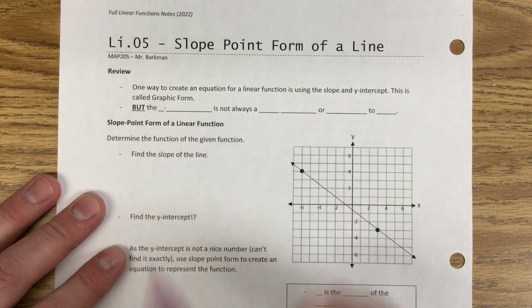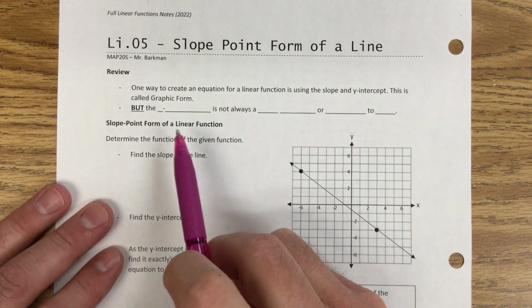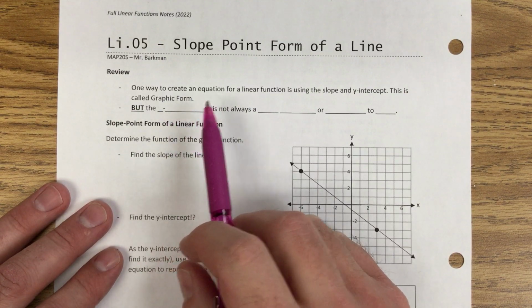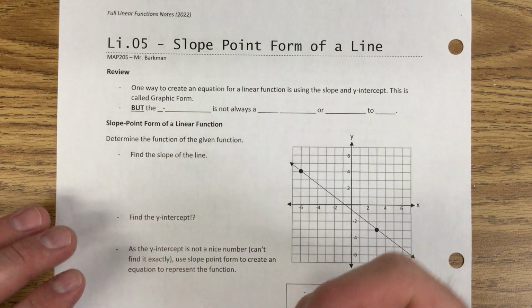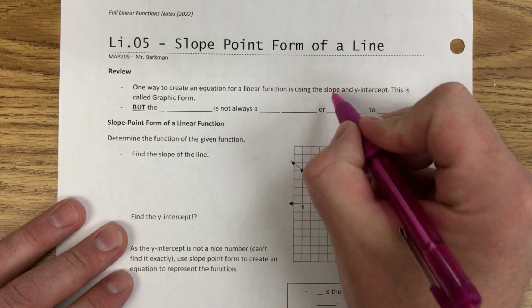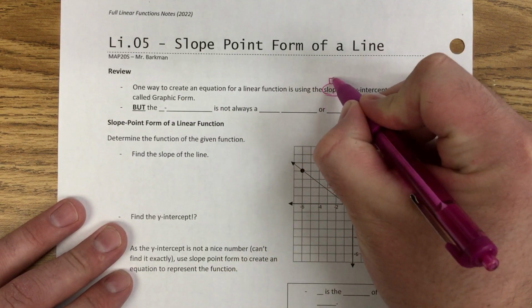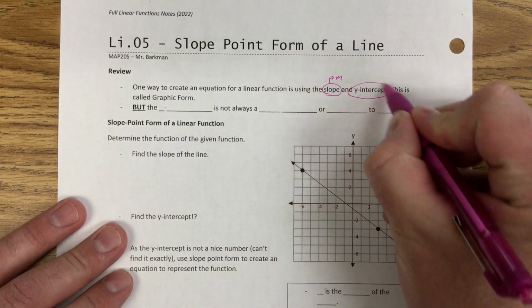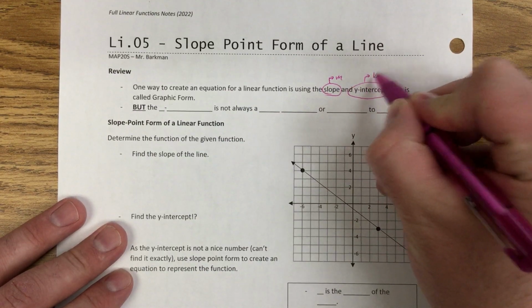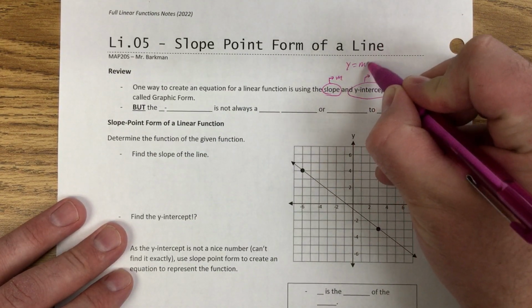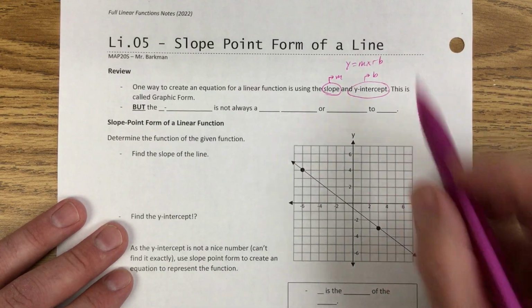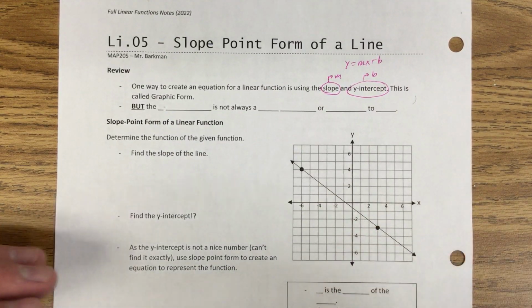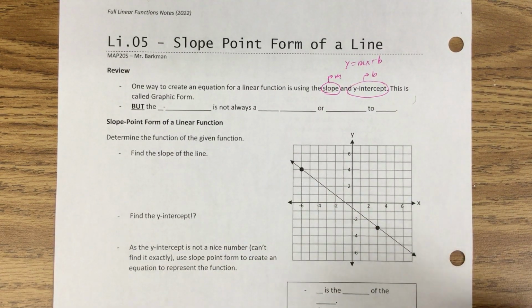All right, so a little bit of review that we're going to start with in this lesson. We know that one way to create a linear equation for a linear function is using the slope and the y-intercept. So this here is our m, this here is our b, and so we know y equals mx plus b. That's our way of coming up with an equation. We call that graphic form.